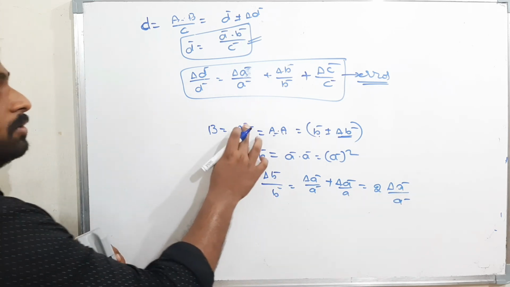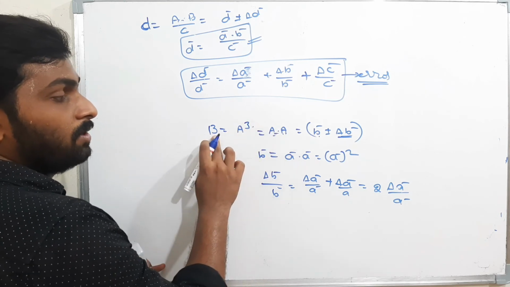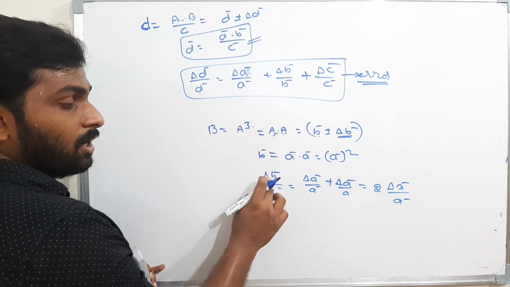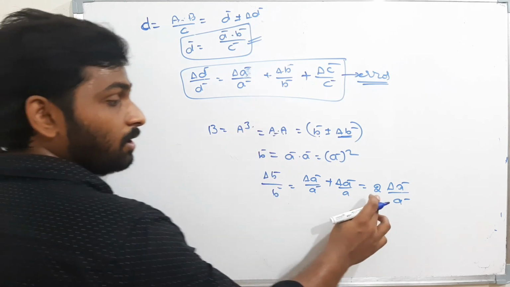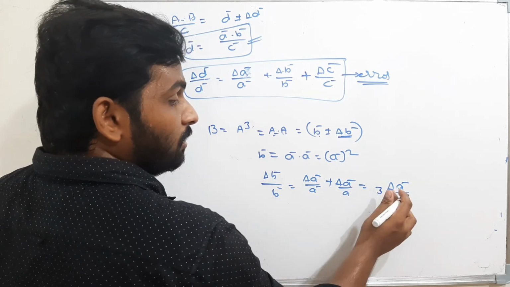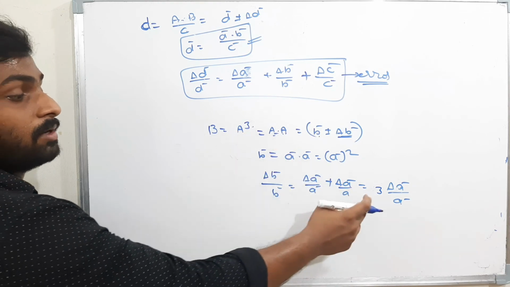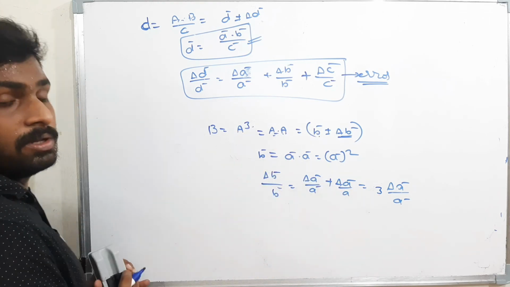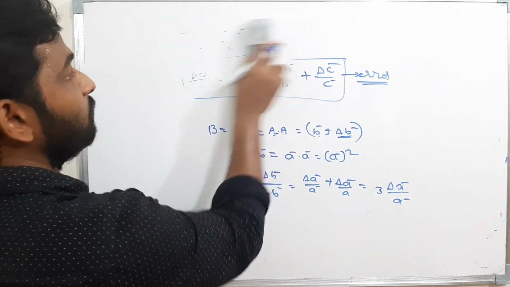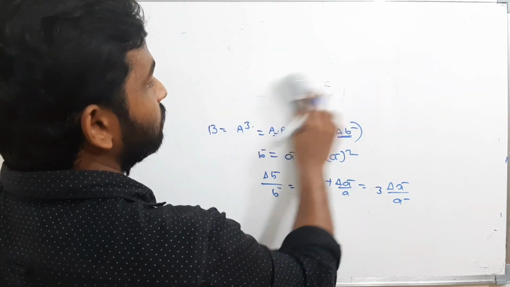Now if it is A cube, B is equal to A cube, therefore the error in the B, delta B bar by B, is nothing but 3 into delta A bar by A. I think this is clear. The power will become the multiplication factor when I find the relative errors. I will see one small example, the last example, then we will get full clarity.